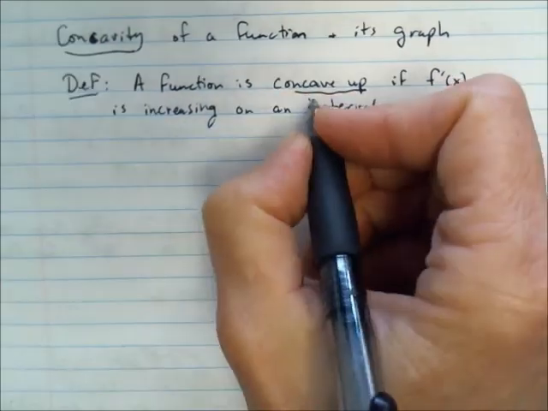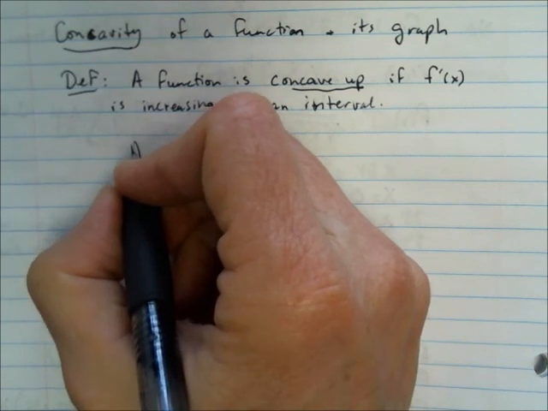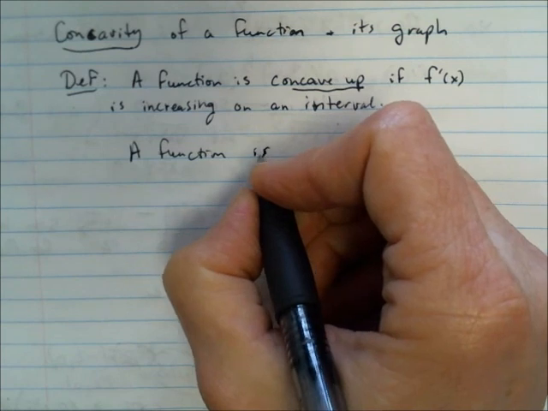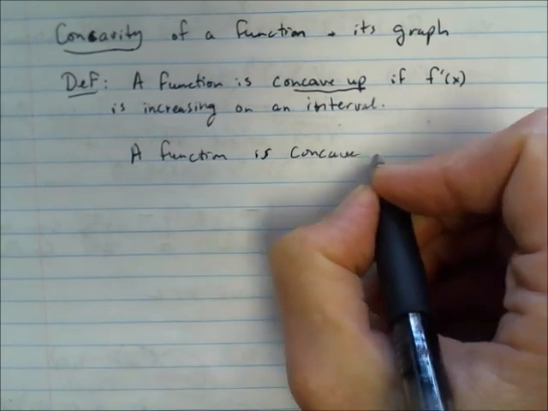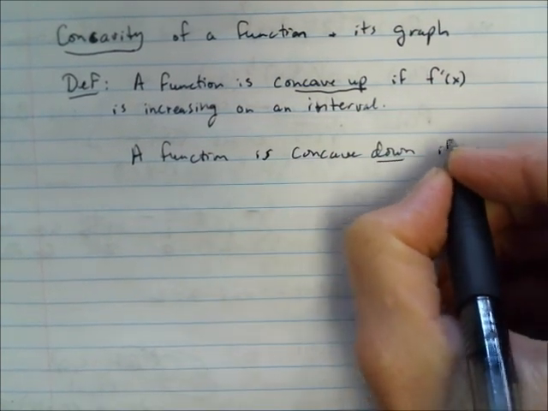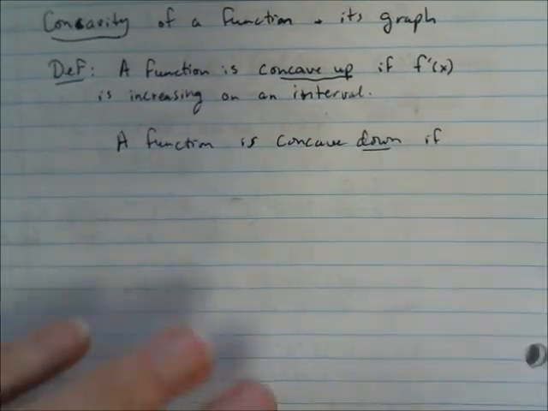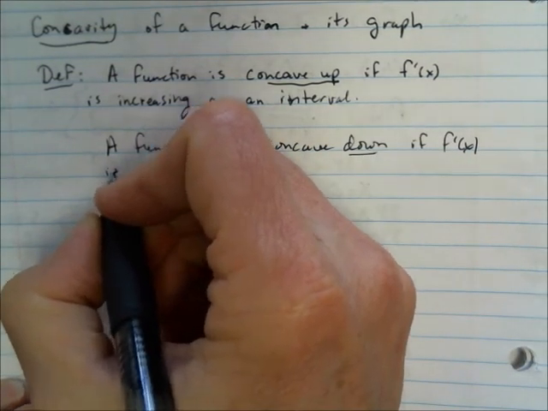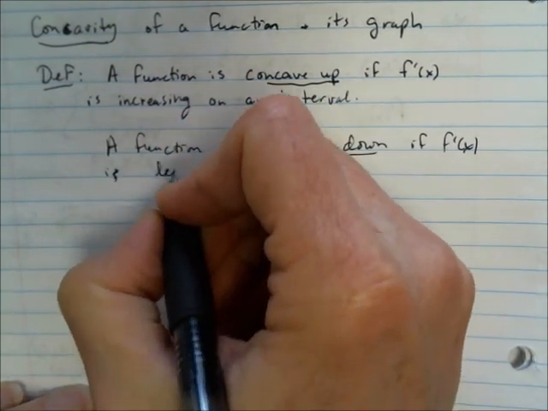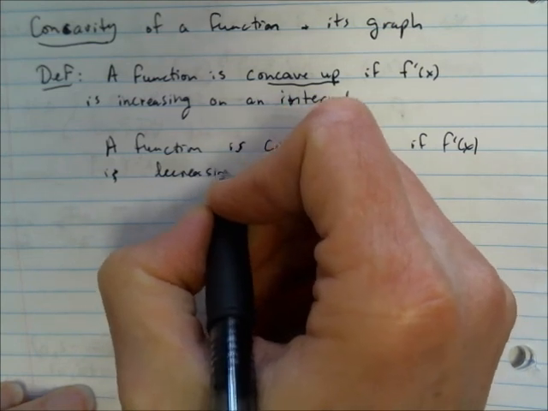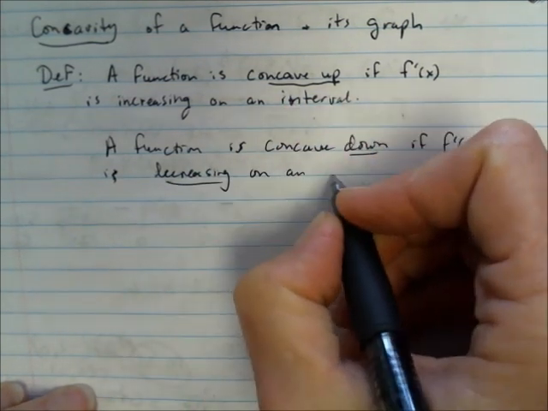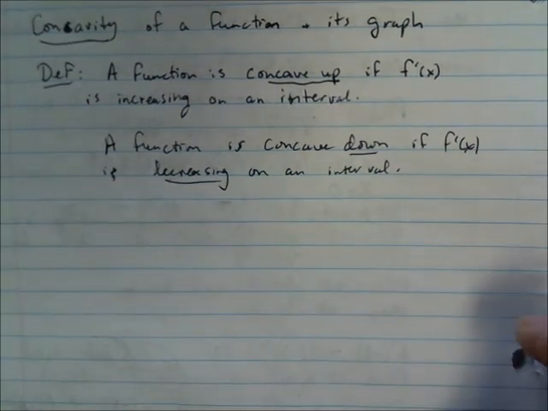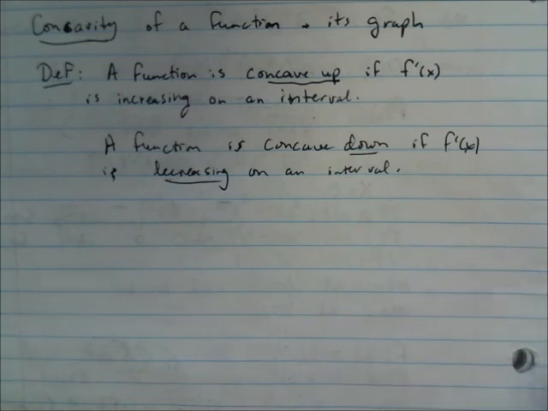All right, and then the opposite of concave up is concave down. So a function is concave down if f prime of x, or the first derivative, is decreasing on an interval. All right, so that's the definition of concavity, or concave up and concave down.